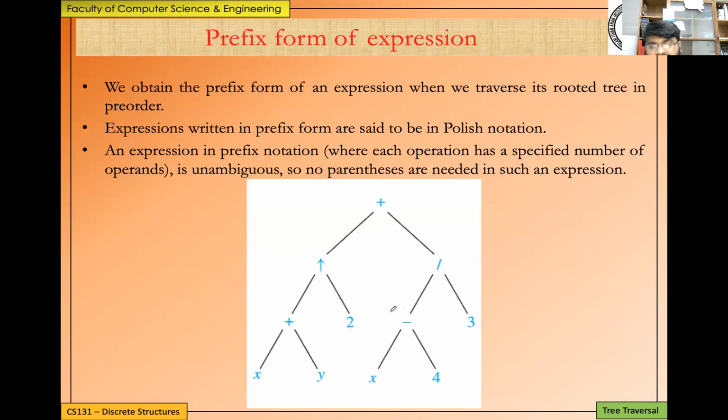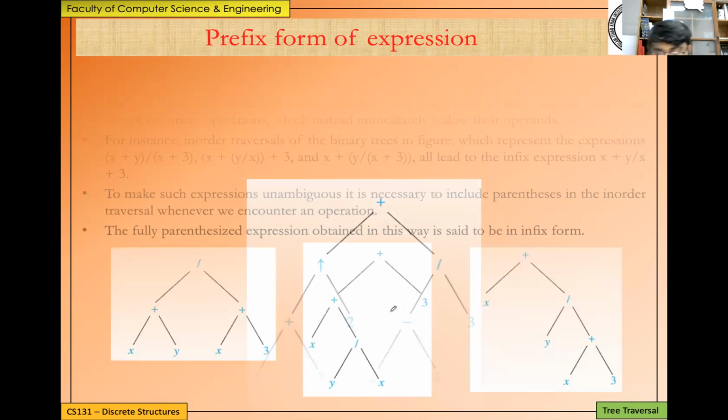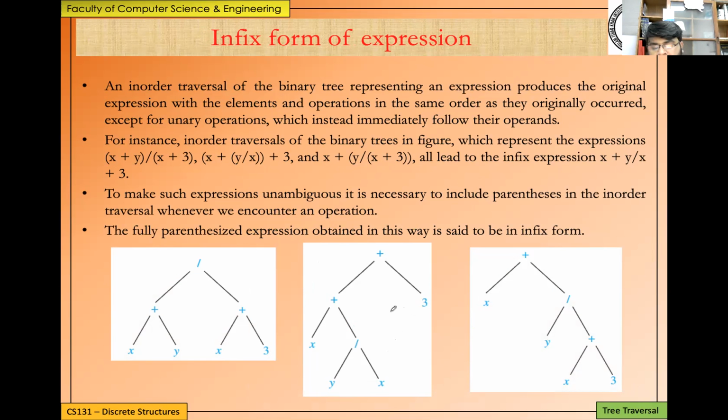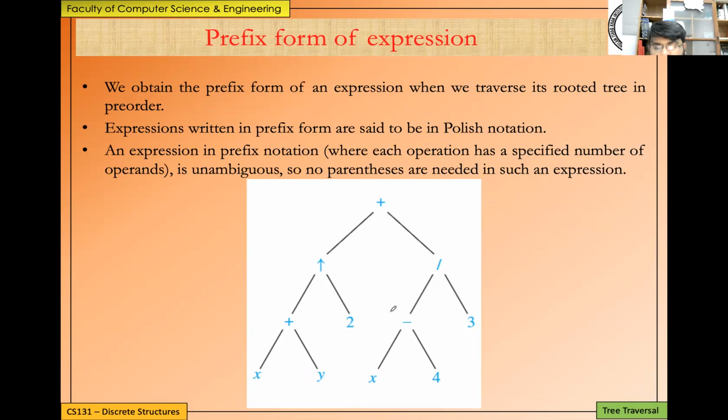So if we take the prefix form, we obtain the prefix form of an expression when we traverse its rooted tree in pre-order. That is what we call prefix form. The infix form is obtained by using the in-order traversal, right? So that is where in-order becomes handy. Expressions written in prefix form are said to be in Polish notation, and an expression in prefix notation where each operation has a specified number of operands is unambiguous.